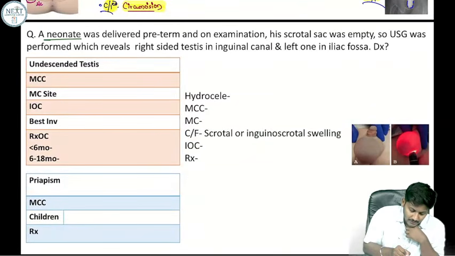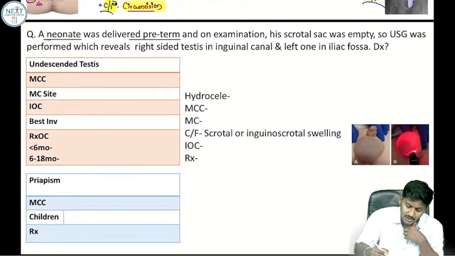Next is a PYQ in your examination beta, repeated twice almost. A neonate was delivered preterm. On examination, his scrotal sacs were empty beta. The scrotal sacs of this baby were empty.